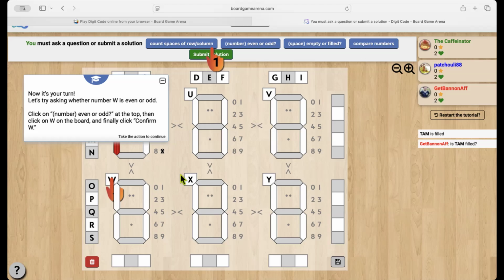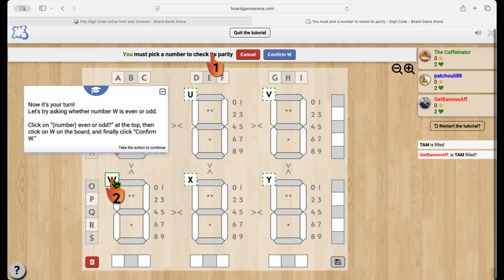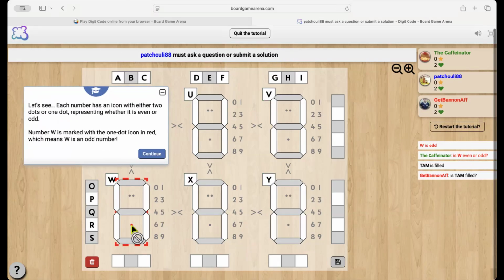Now it's your turn. Let's try asking whether number W is even or odd. Click number, even or odd, at the top, then click W on the board, and finally click confirm. We're asking if W is even or odd. It highlighted the red single dot. Each number has an icon with either 2 dots or 1 dot, representing whether it's even or odd: 2 means even, 1 means odd. Number W is marked with a 1 dot icon in red, which means W is an odd number.